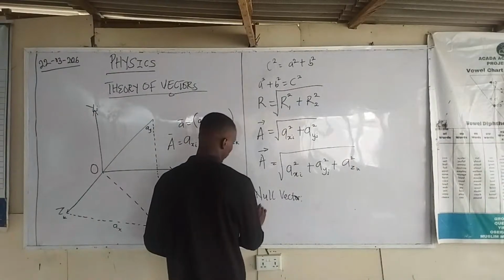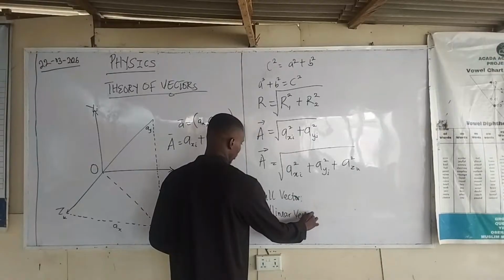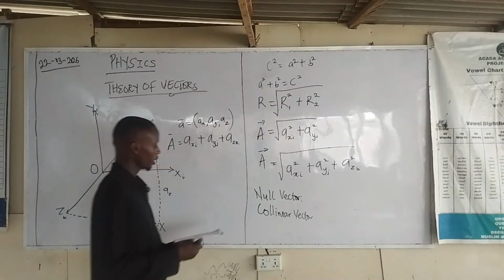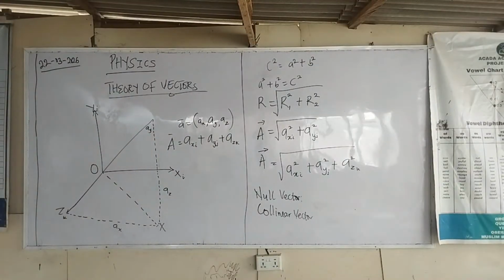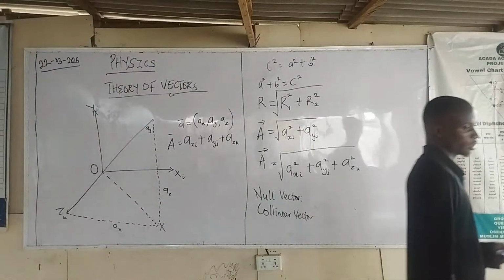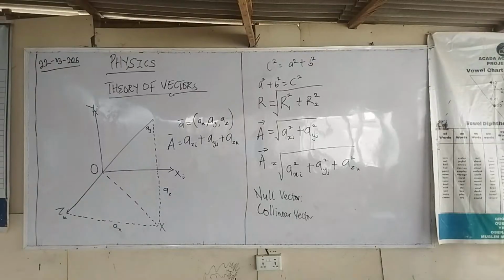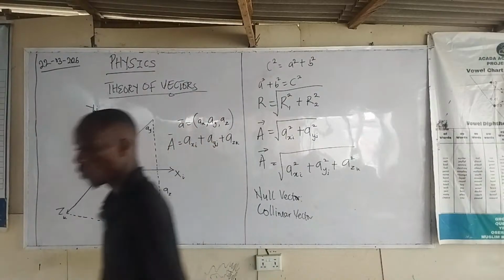Collinear vector. This is a vector that is parallel to one another. The next one, coplanar vector.